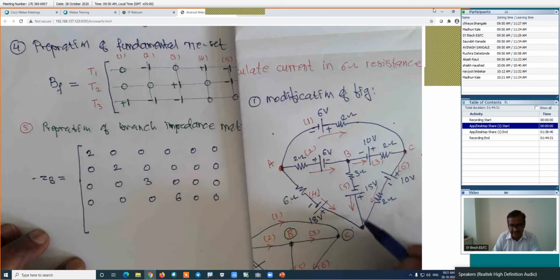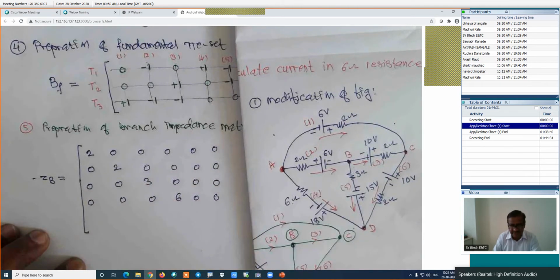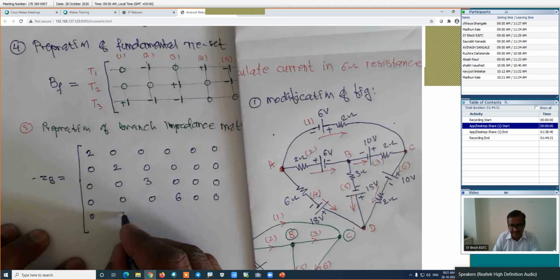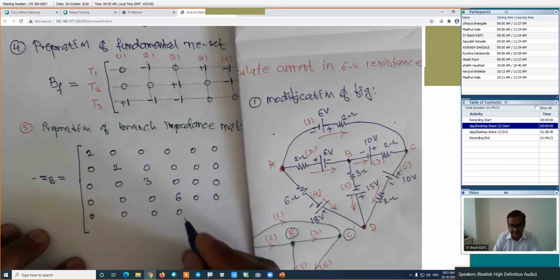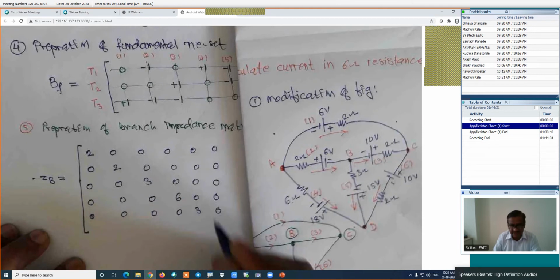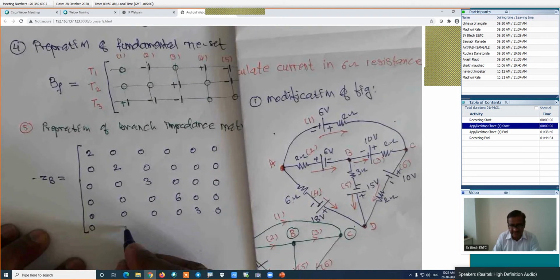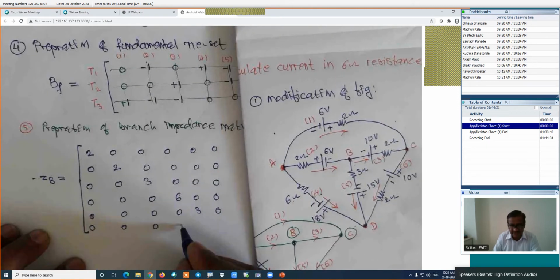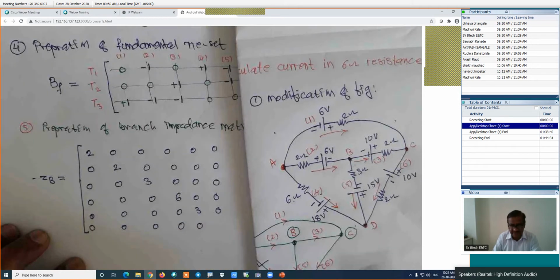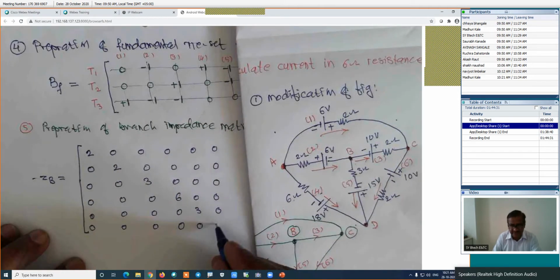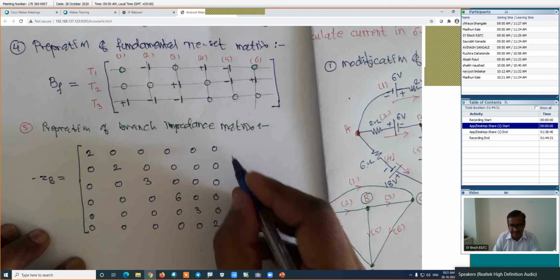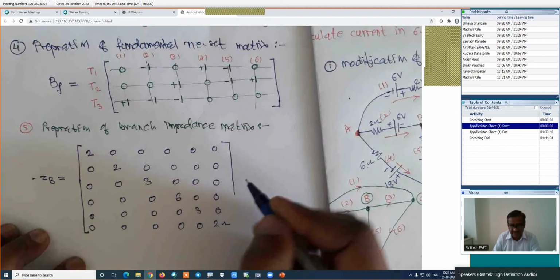This is the branch impedance. We are not interested in the source; I will see about the source later on. This is 3 ohm. It is 0, 0, 0, 0, then 3, and this value is again 0. Finally, for branch number 6, its entries will be 0, 0, 0, 0, 0, and the impedance of this branch is 2 ohm. Is it right? This is the preparation of the branch impedance matrix.